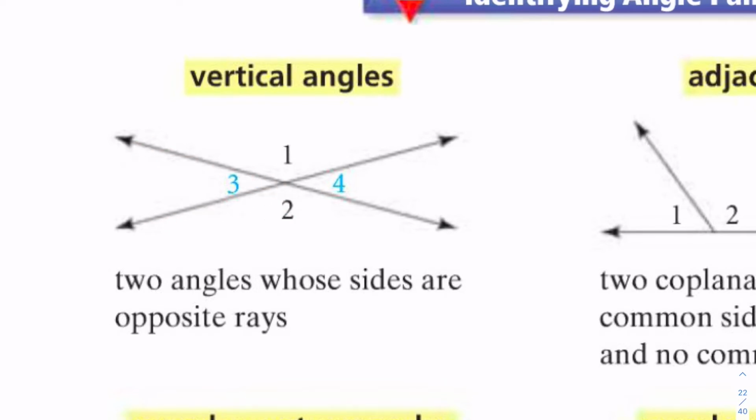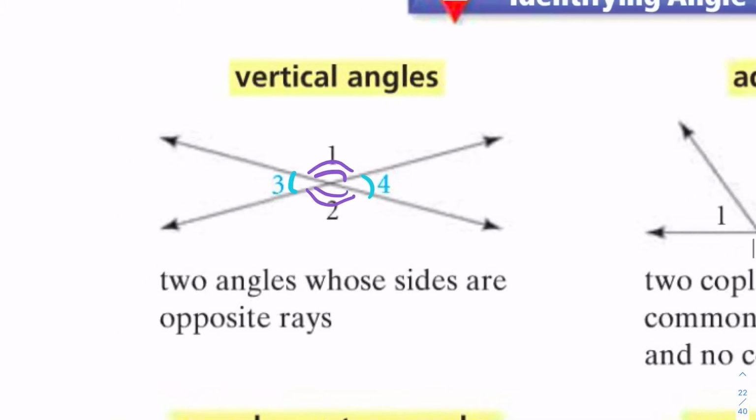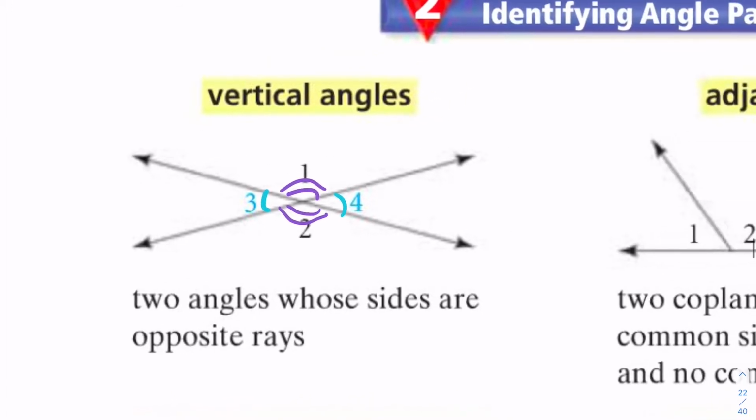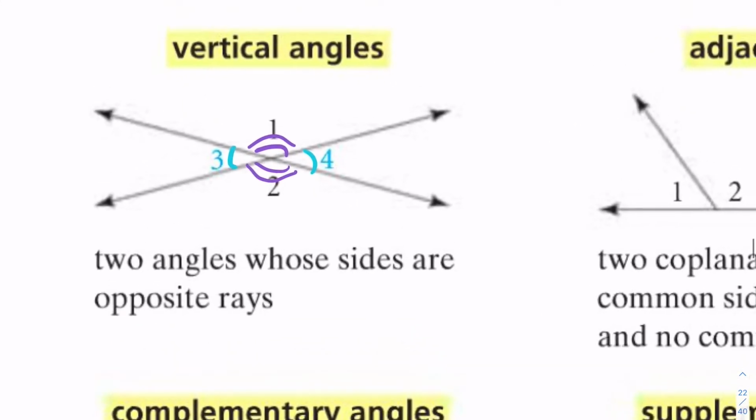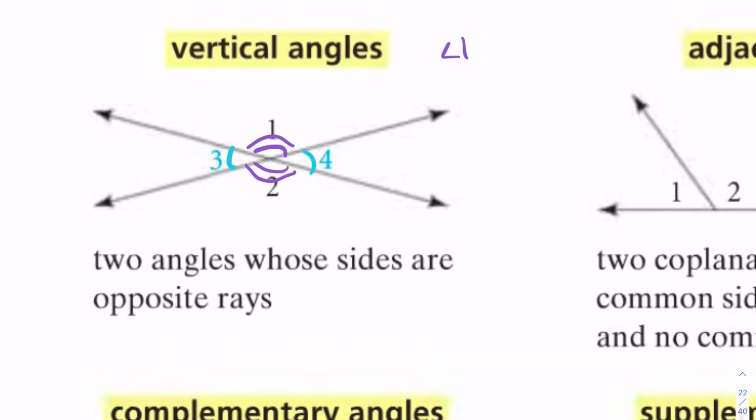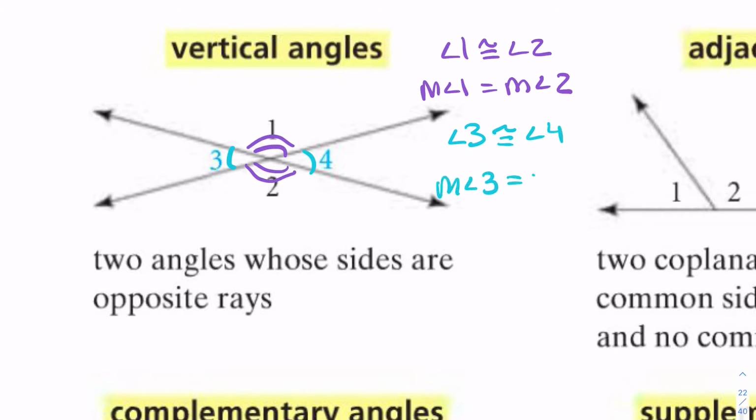And here's what's really cool. 3 and 4 are going to be congruent, and 1 and 2 are also going to be congruent because vertical angles. Vertical angles, so angle 1 is congruent to angle 2, meaning that the measure of angle 1 is equal to the measure of angle 2. And angle 3 is congruent to angle 4 because the measure of angle 3 is equal to the measure of angle 4.